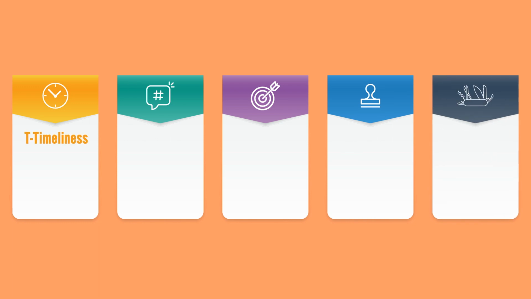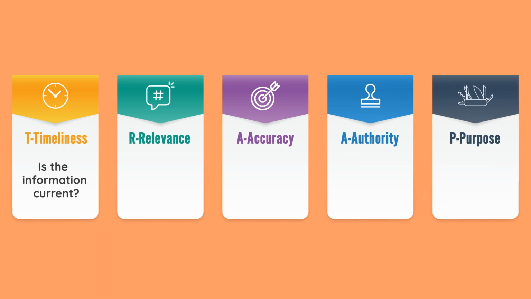An easy-to-remember method is to test the TRAAP criteria. T stands for timeliness, or how recent is the information. The more recent the information, the more useful it is.